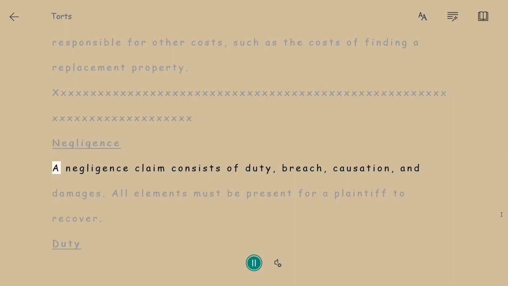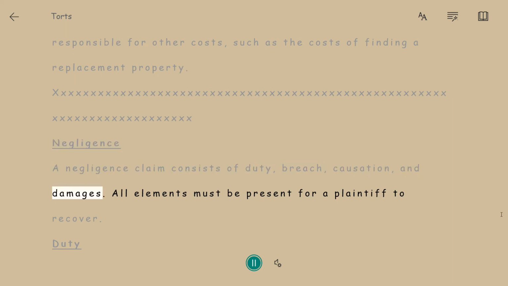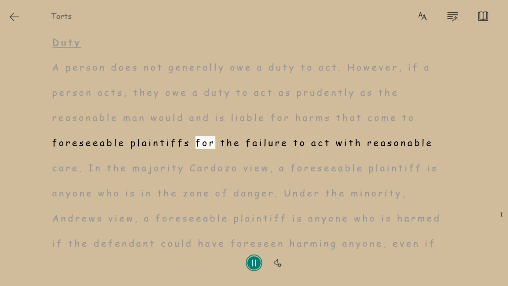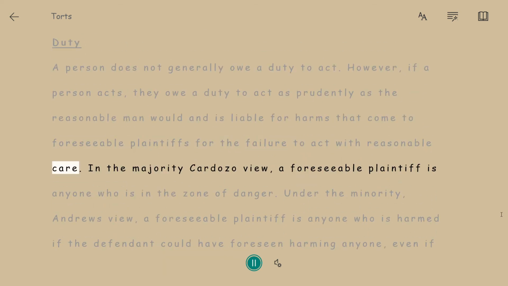Negligence. A negligence claim consists of duty, breach, causation, and damages. All elements must be present for a plaintiff to recover. Duty. A person does not generally owe a duty to act. However, if a person acts, they owe a duty to act as prudently as the reasonable man would, and is liable for harms that come to foreseeable plaintiffs for the failure to act with reasonable care.